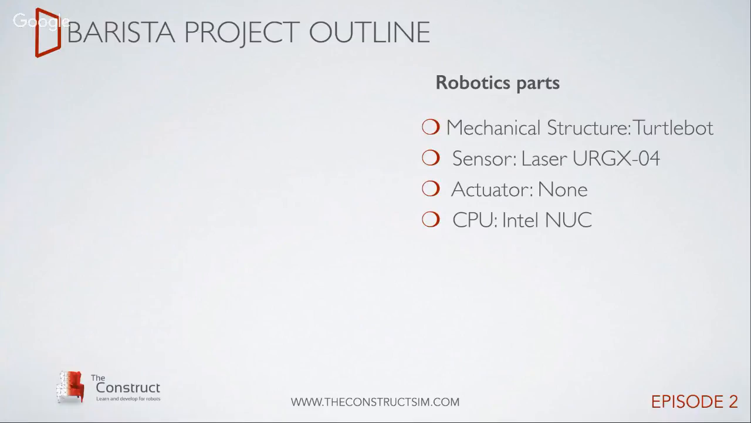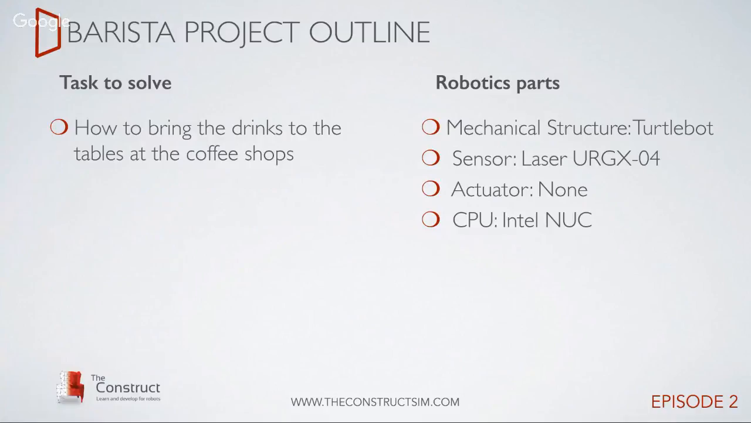One of the parts that you have to put into the project outline is the robotics parts. So which parts you want to use? But let's wait until we get through the previous part. The first part that you have to put into your project outline is the task to solve. In our case, for the Barista project, it is how to bring the drinks to the tables at coffee shops. So this is the task that we want to solve. Okay, we have this idea clear.